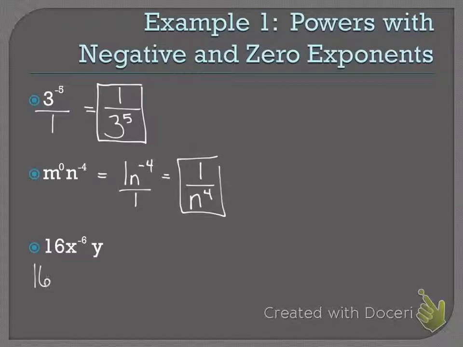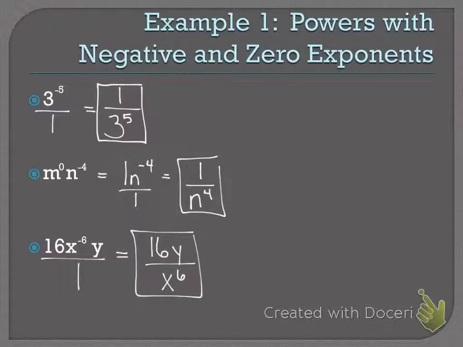This is the same thing as saying 16 times x to the negative 6 times y. I can split these up. The only part of this term that is negative is the x. That's the only part that I need to move into the other side of the fraction. The other parts can remain in the same place. Does that make sense? I only move the part of the term that has a negative exponent connected to it, and that's my x. So I'm left with 16y over x to the 6th.